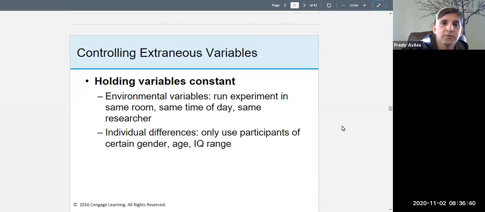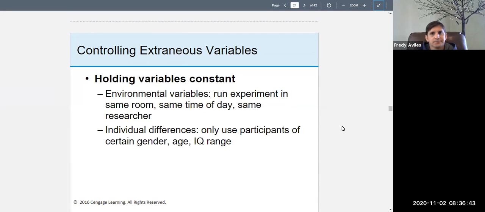So let's talk about the first one, holding variables constant. This one is basically easy in principle. It sounds easy, okay? Holding variables constant simply means that you make those other variables the same. That's what I mean by constant.